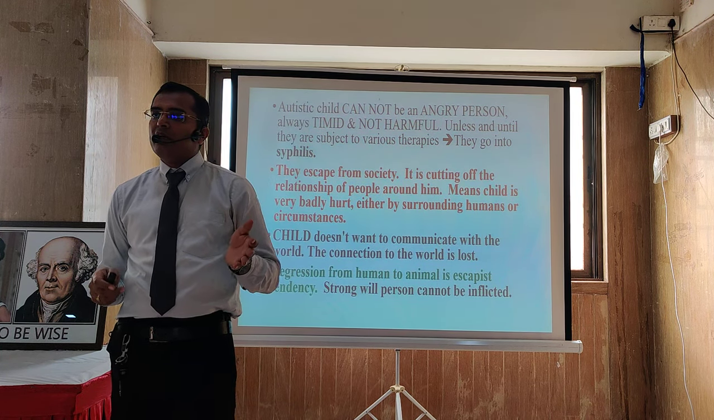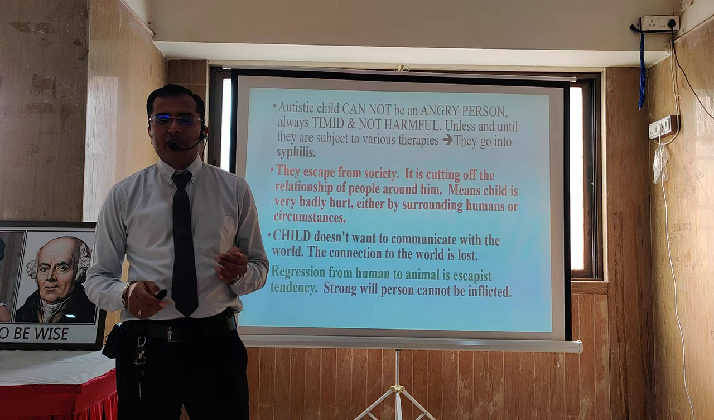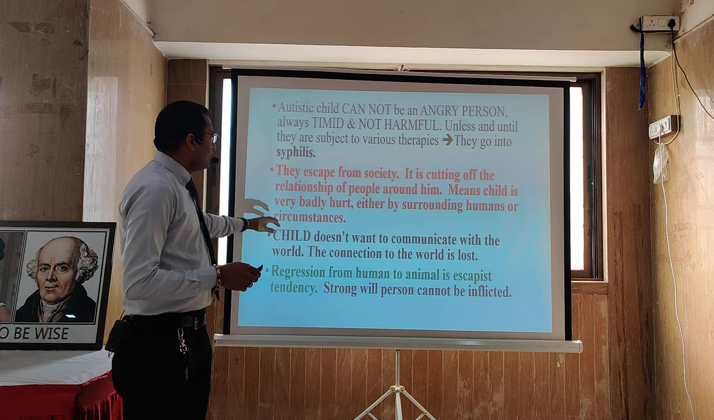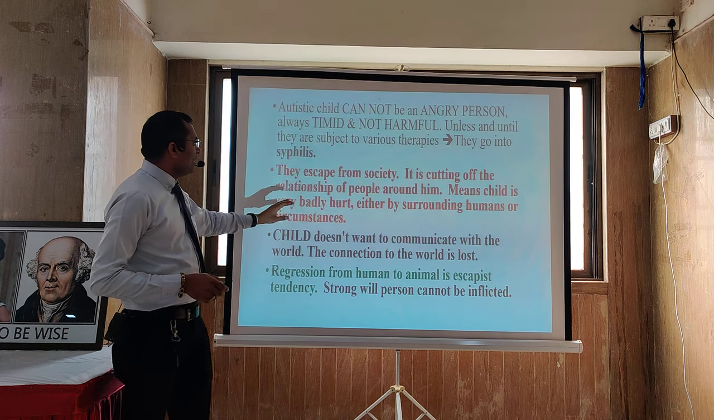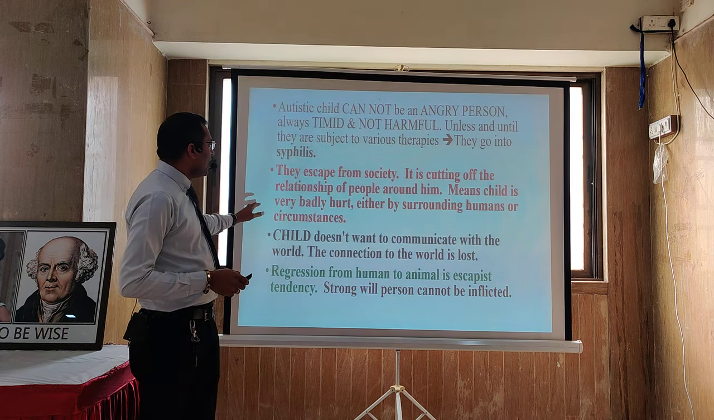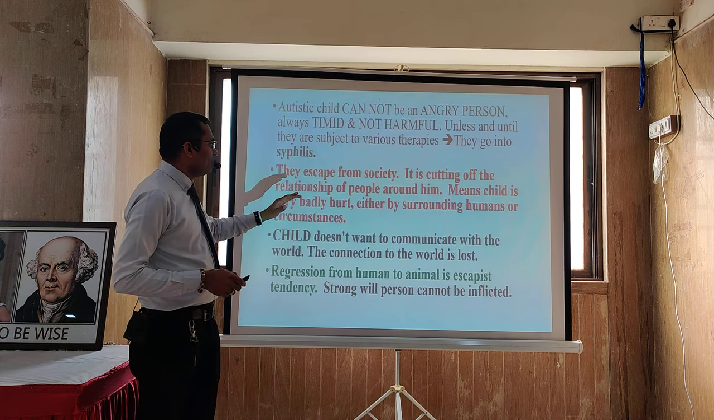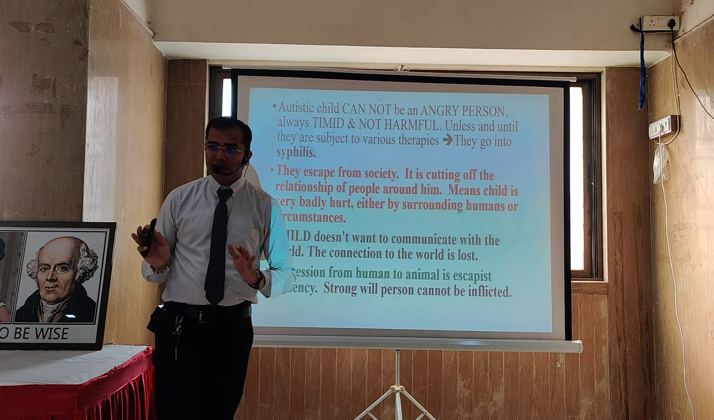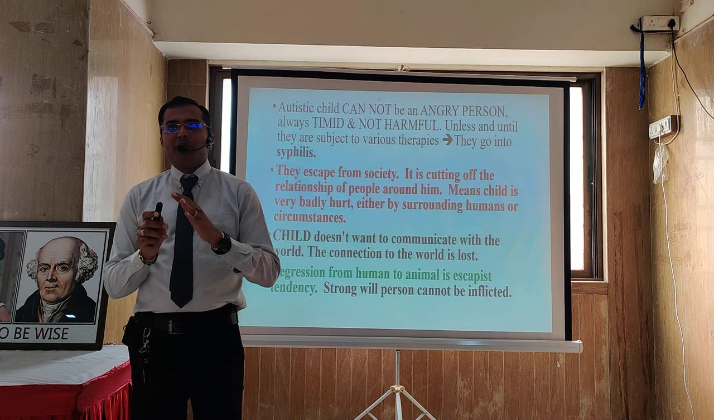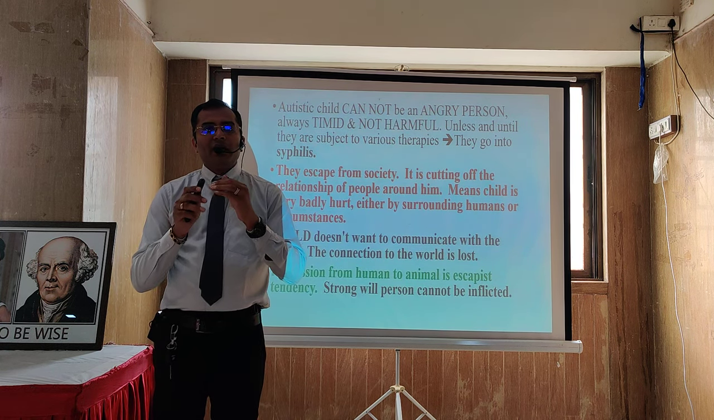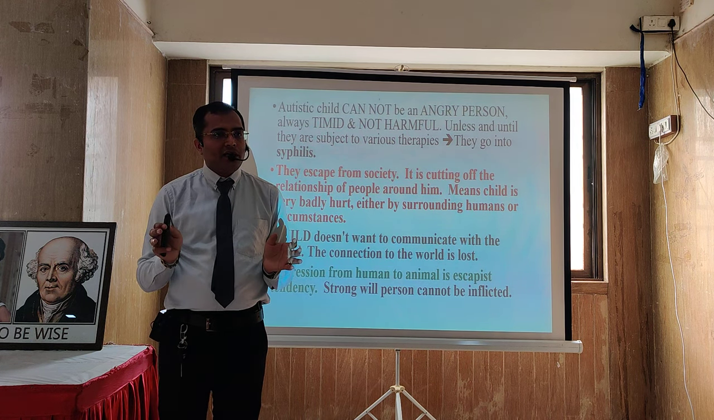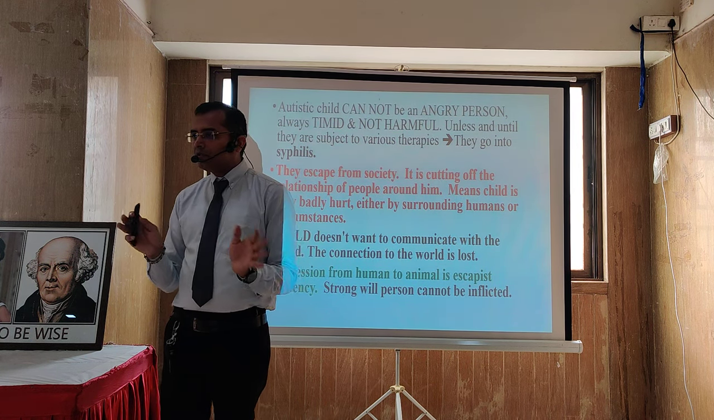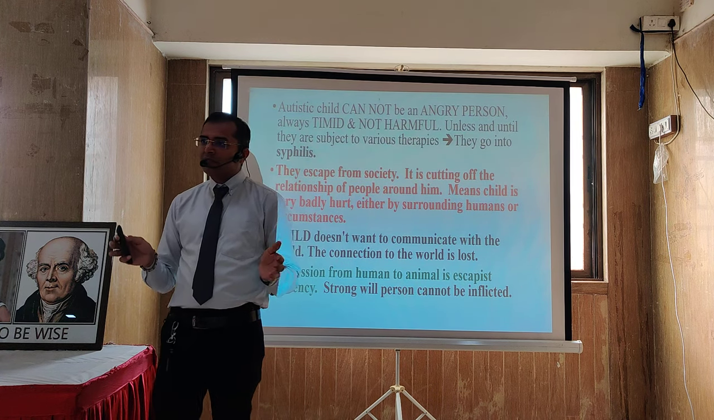But actually they are not angry. It is the escape from the society. They are cutting off the relation, a very important aspect of this red line. They escape from the society, cutting off the relations of the people around them, which means the child is very badly hurt, either by the surrounding humans or circumstances. If I have to cut my relationship, I have to cut my communication with the world, what happened to me? I am badly hurt, either by the circumstances or the surroundings. So you have to find out the circumstances and surroundings.